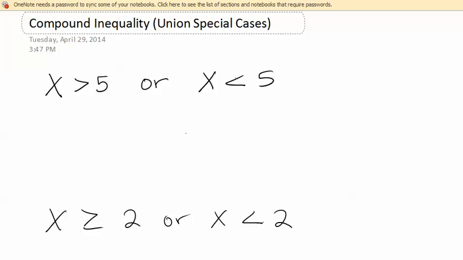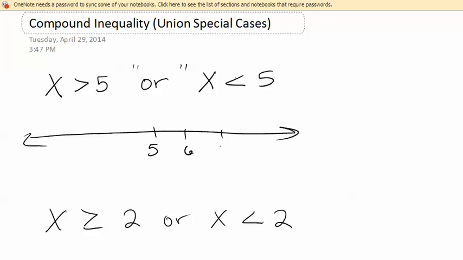Okay, so let's deal with this one. So we have x is greater than 5, right? So x is greater than 5, or x is less than 5. So either or can be true. It doesn't have to be both. Okay, so 5, 6, 7, and then over here maybe 4, 3.